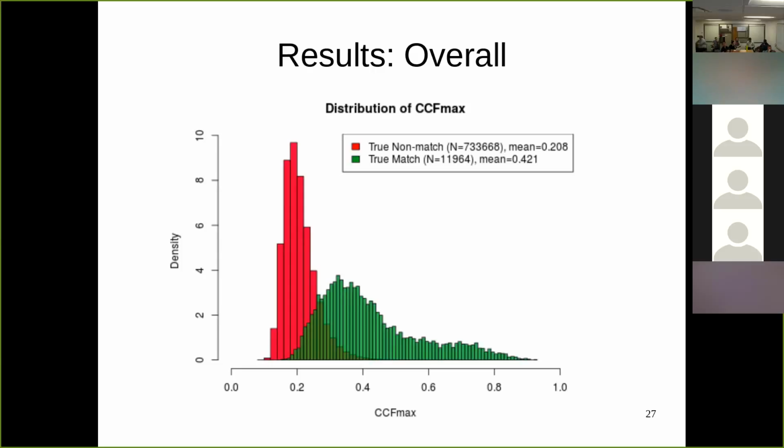So these are the overall results, meaning we take the 800 images as a single data set and we do all of the pairwise comparisons. So we have over 700,000 comparisons, and I plotted the same red and green, and we see that there's an overlap between the distributions. The non-matches mostly have low values, while the matches have a whole range, anything from like 0.2 to 0.9. So if we were to think of having a cutoff to differentiate these two, that might not work so well.